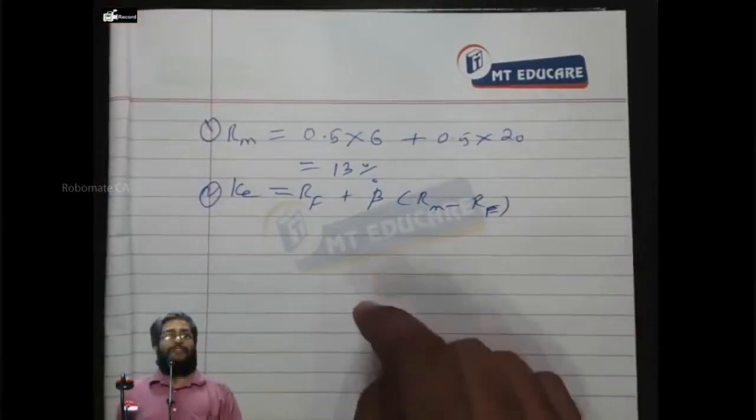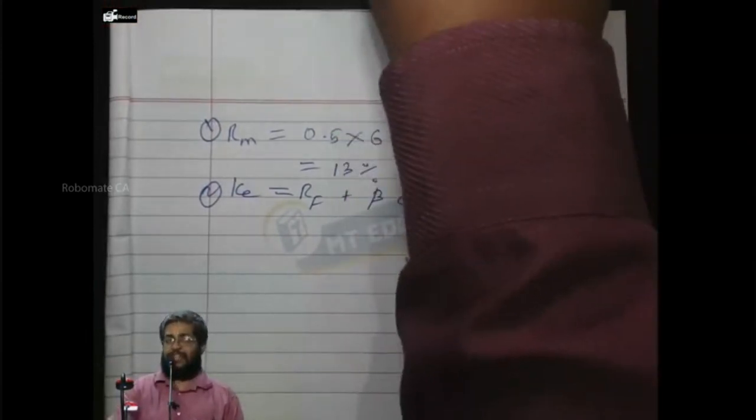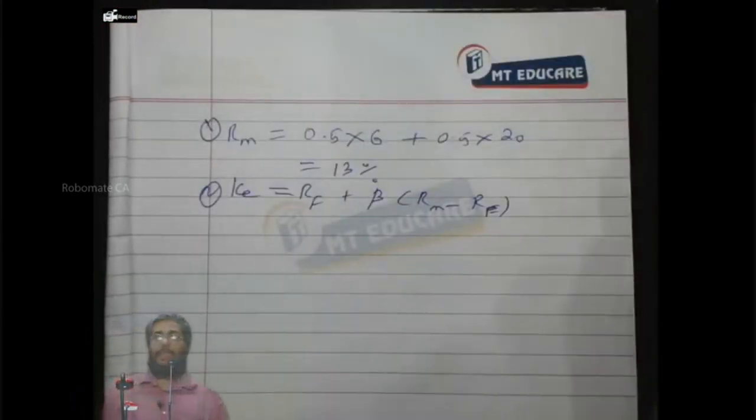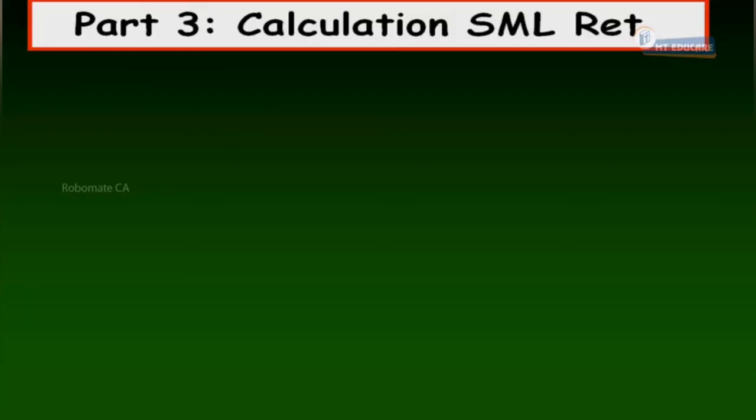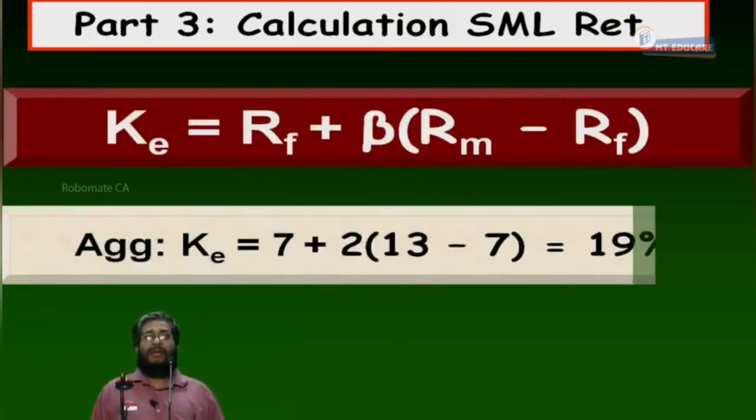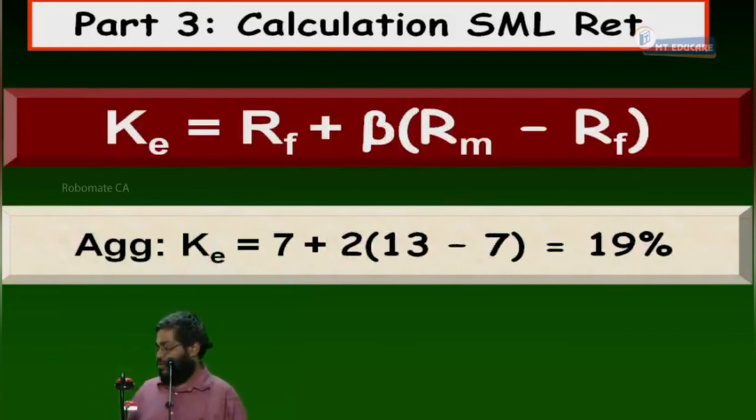Now we have to find out Ke for two shares, aggressive and defensive. Write down. Aggressive Ke is equal to 7 plus, what is 7? Rf. 7 plus 2 into 13 minus 7. Rm is 13, 13 minus 7. How much percent? 19%. Is equal to 19%.